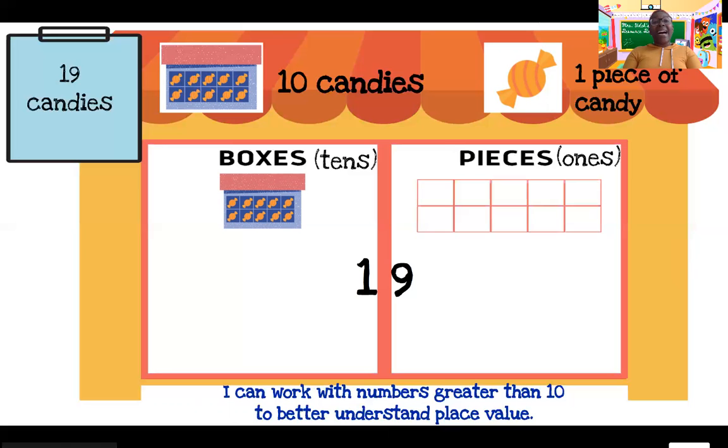What about the number 9? Where does it fall? The number 9 falls on the pieces side, so it falls on the ones. So we need 9 pieces of candy to represent 19. Let's count them together. 1, 2, 3, 4, 5, 6, 7, 8, 9. Great job, guys.